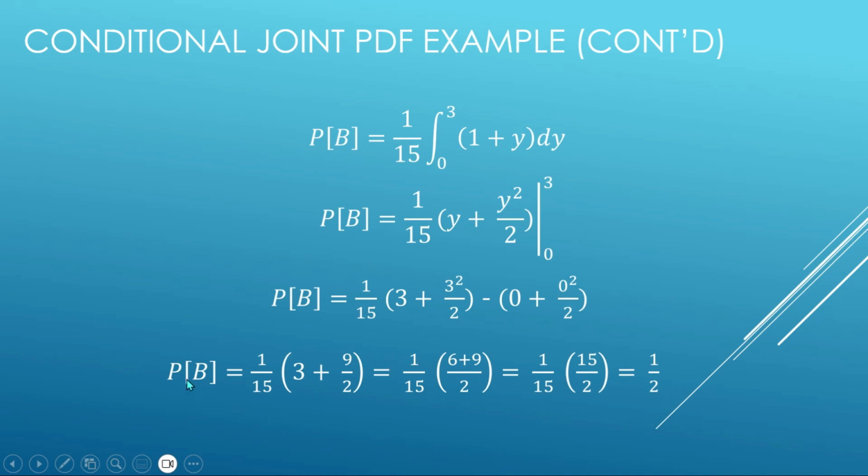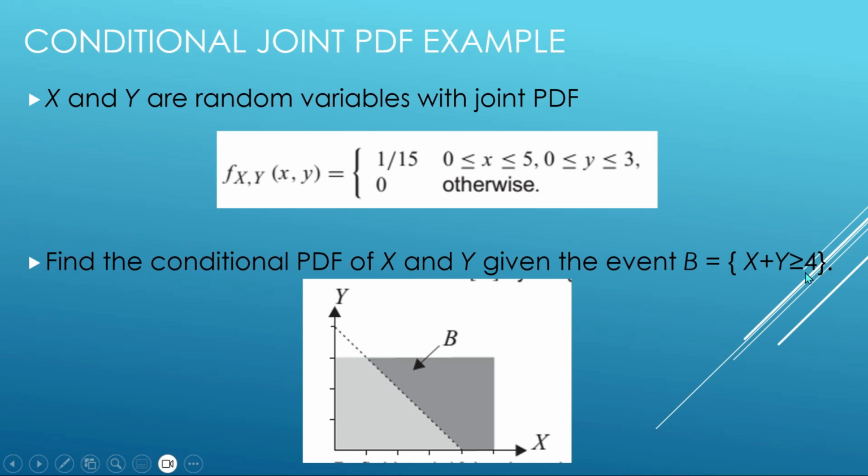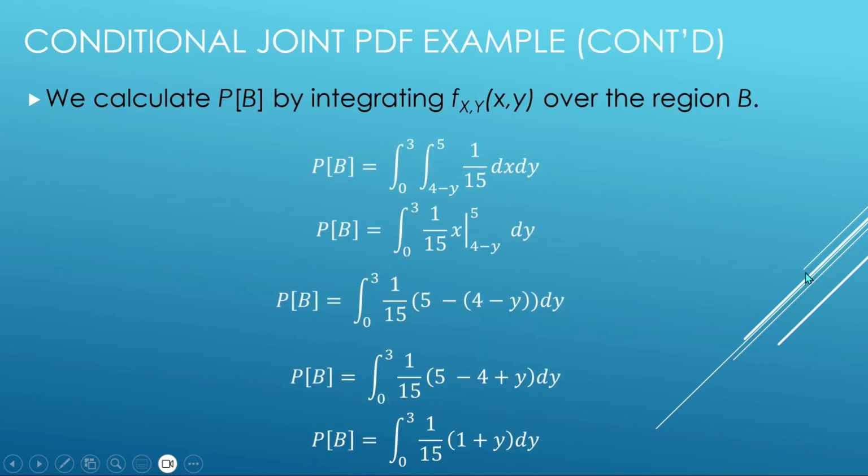So the probability of B is 1 by 2, which means that the probability of the event x plus y greater than or equal to 4 is 1 by 2.